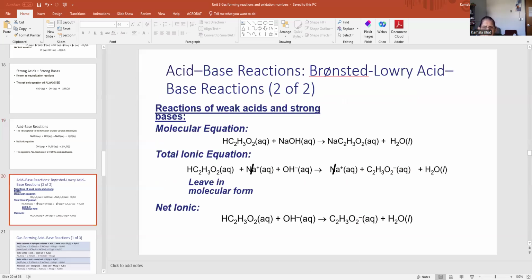Now, what happens when you have a weak acid and a strong base? In that case, the weak acid does not ionize fully. So we write its formula down fully and then add the OH-. Remove the H from the acid to form water, and the base is left behind, the acetate ion.